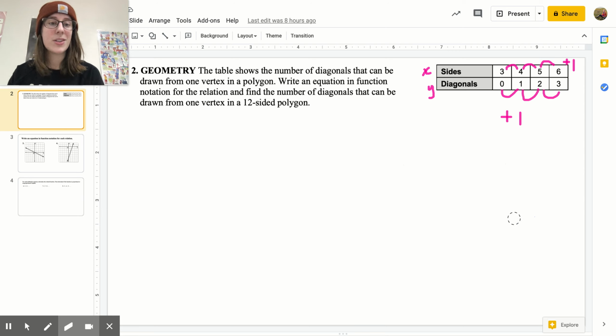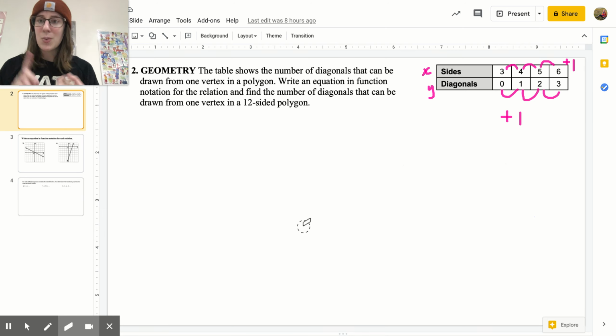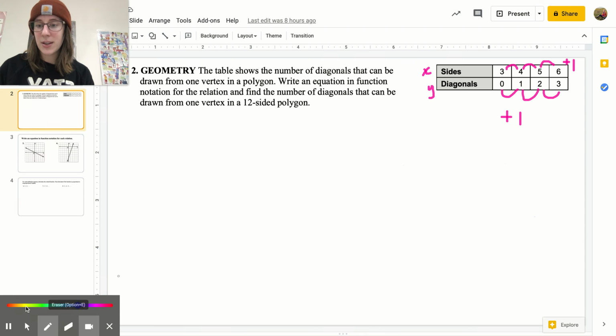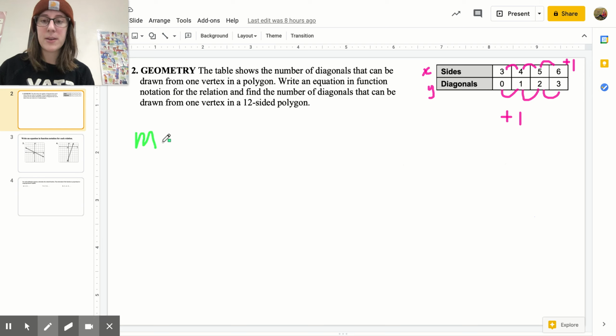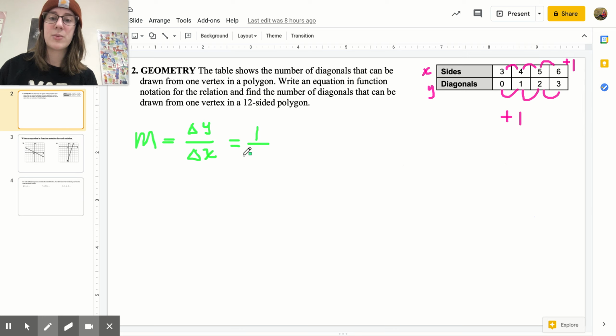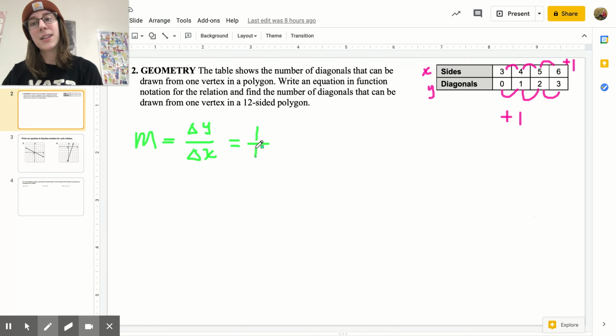And then we want to check out, what is the intercept? Because we need the slope and the intercept. Let's get a fun color here. So I want to know what my m is. Remember, m is the change in y, that's what that delta symbol means, over the change in x. I named diagonals y, and that was 1. That's how much we changed each time. And then the sides are x, and that was 1. So your slope simply is 1.